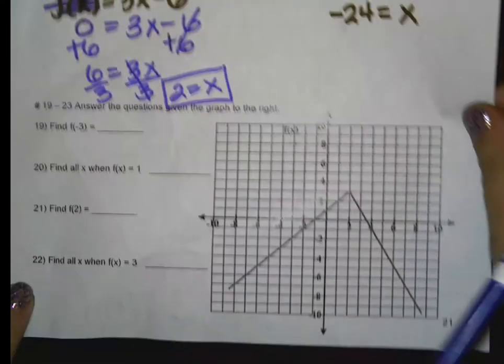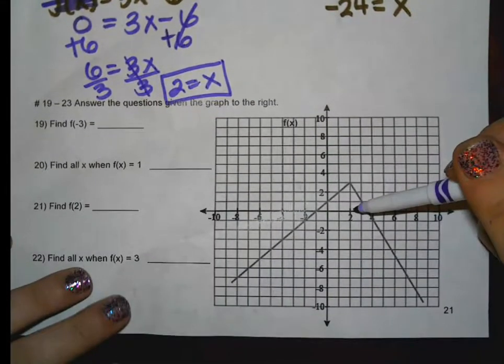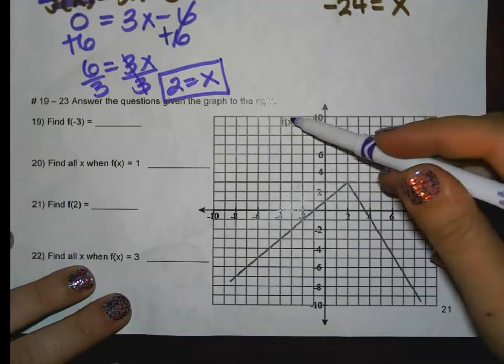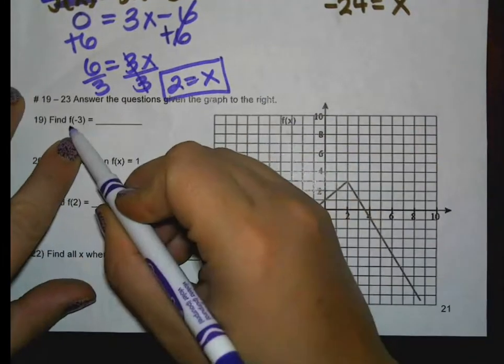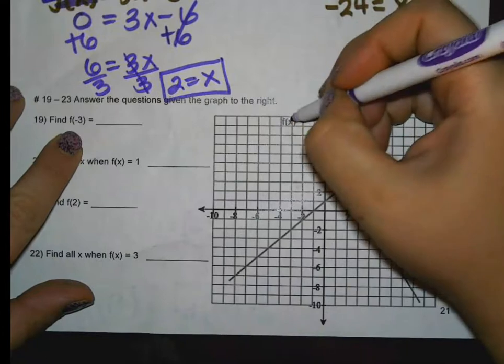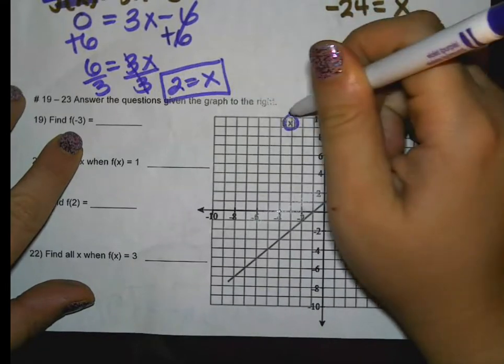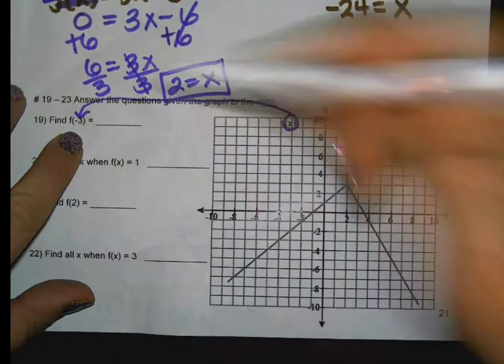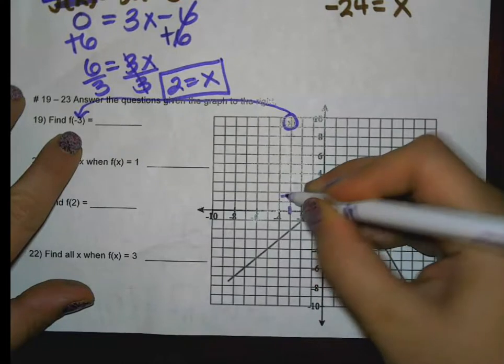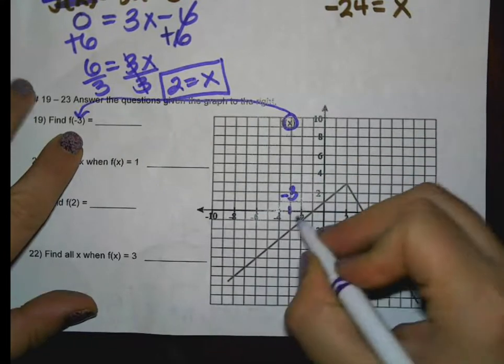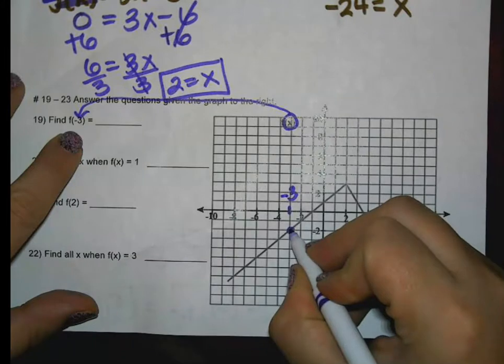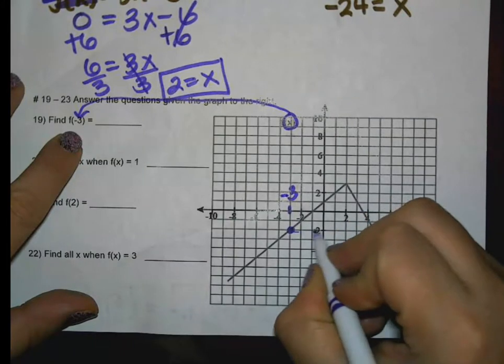Okay, then 19 through 22, we're going to use the graph here of f of x. So it says f of negative 3. So instead of x, it's telling us to go to negative 3, so right here. And it wants to know the output. At this point here, the output is negative 2.